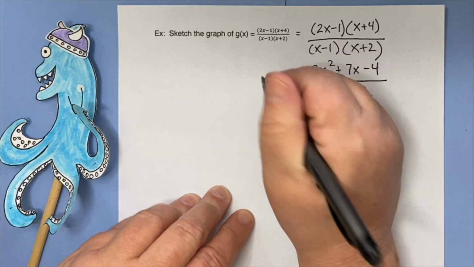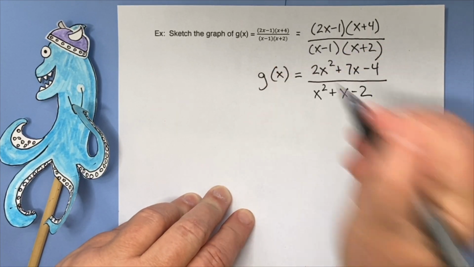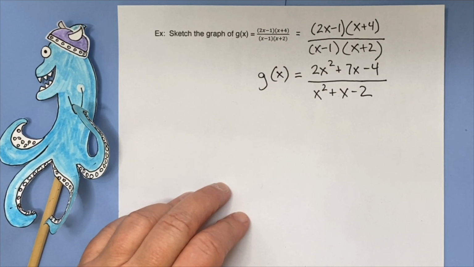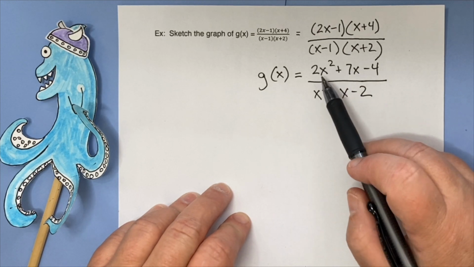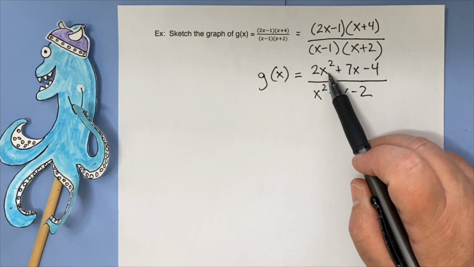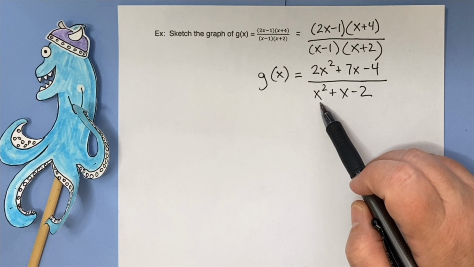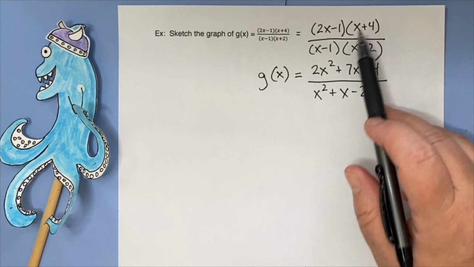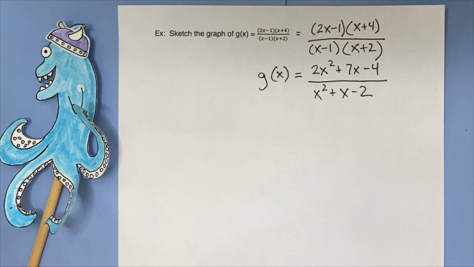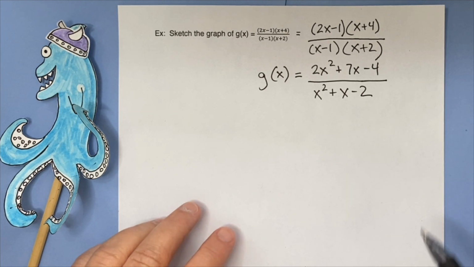So this is our function g of x. It is definitely a rational function. I've got a polynomial on top and a polynomial on the bottom. The top polynomial is second degree. The bottom polynomial is second degree. And the nice thing is we know what the zeros of these two polynomials are. So that's going to help us later on. To begin with, though, we're going to have to figure out exactly what's going on. So let's take a look at both.